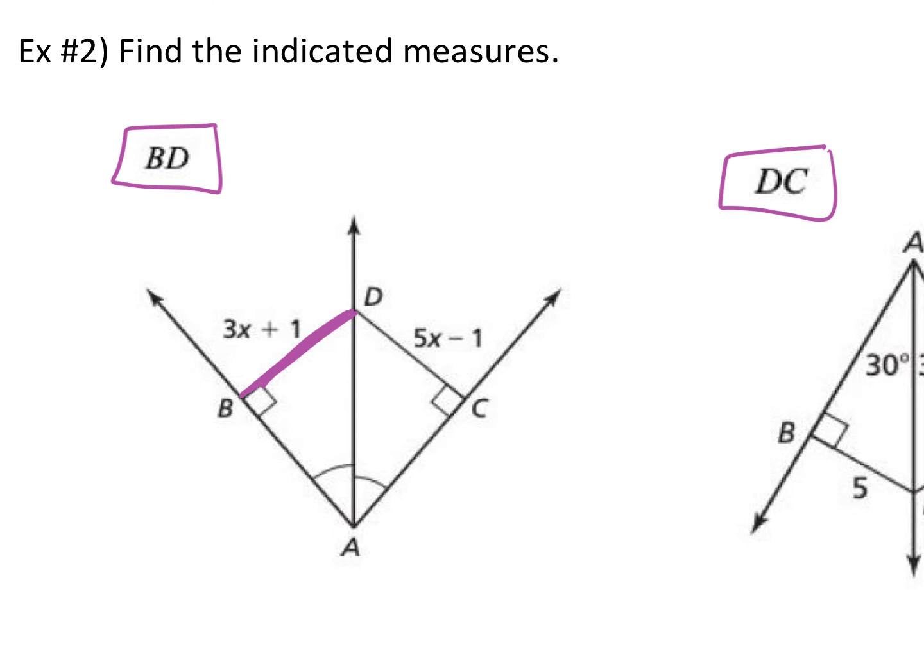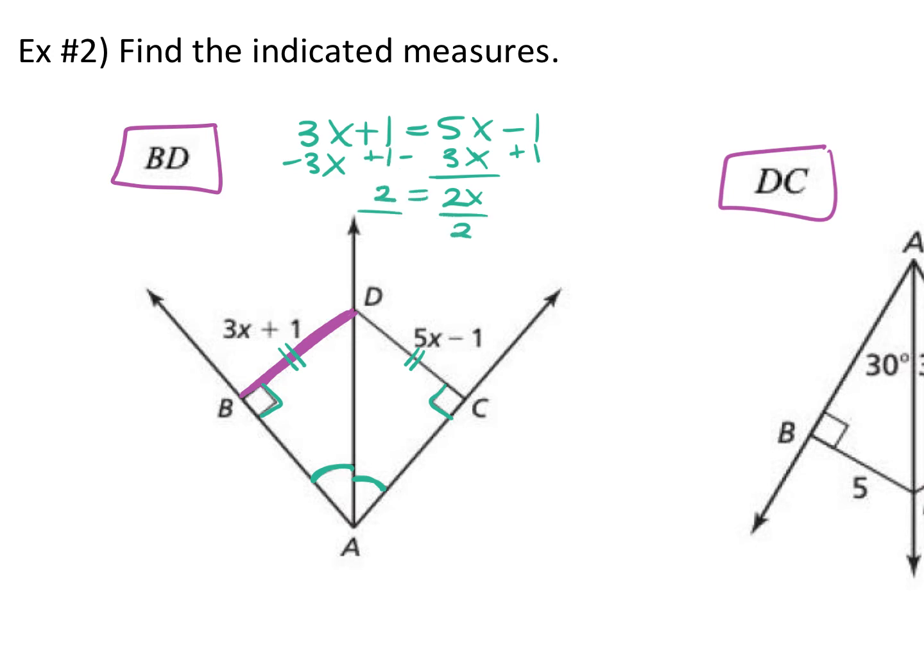Solve for x. How? Set both of the lengths equal. Because they told us these angles are equal and these are right angles, then we know that these two segments have to be the same. So we're just going to say 3x plus 1 equals 5x minus 1. So take away the 3x and add the 1 and then divide by 2. So we get x is 1.